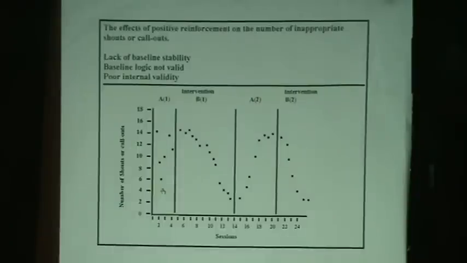this particular data, the way it looks here, would have poor internal validity because baseline logic was not valid. The baseline data did not stabilize. So this is sort of a non-example.